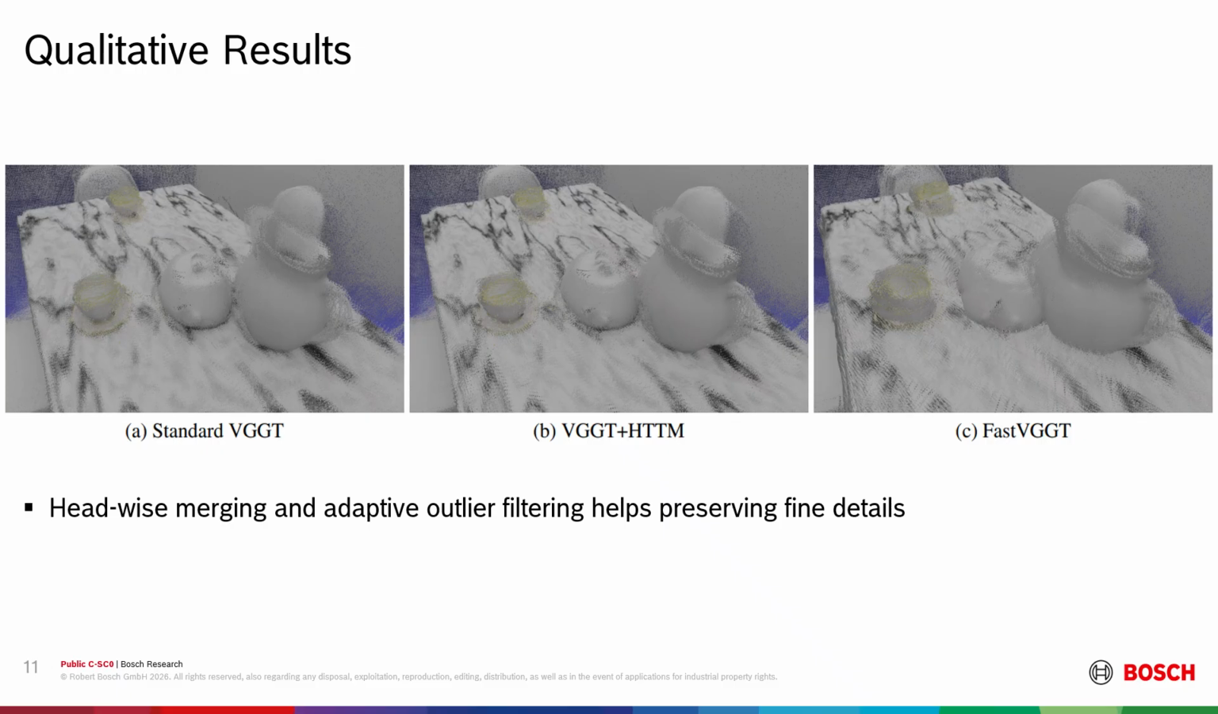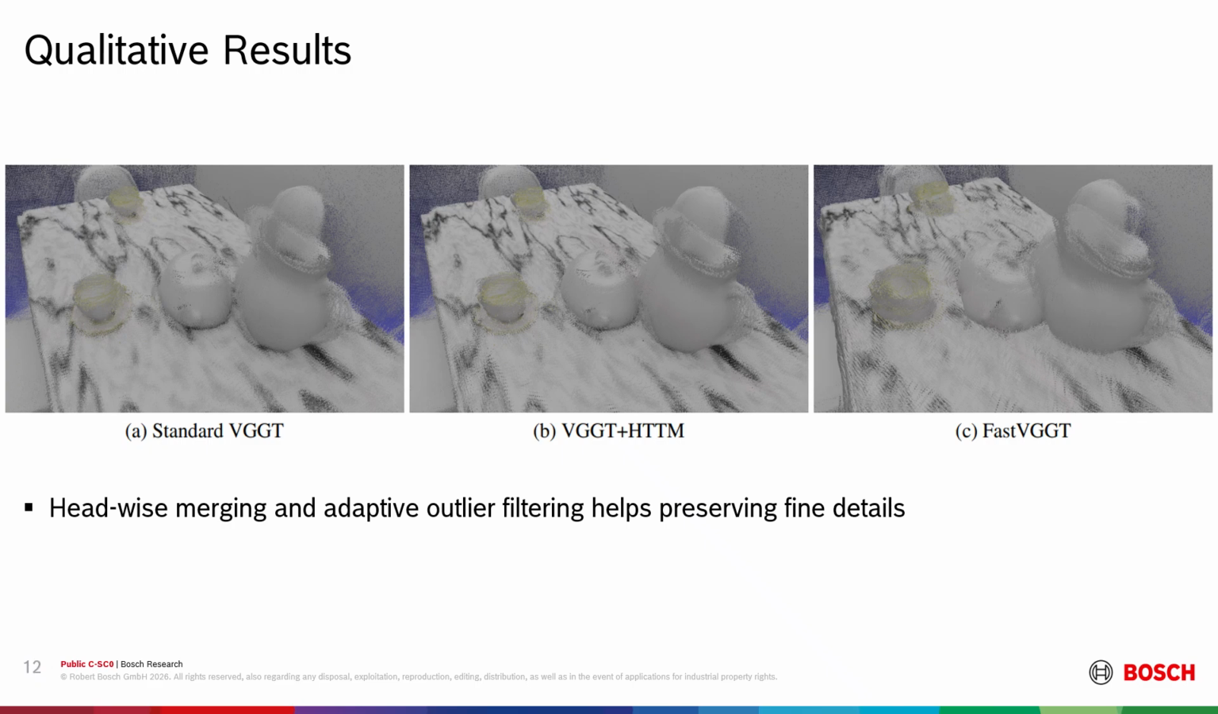Finally, let's take a look at the qualitative results. Compared with Fast VGGT, HTTM better preserves fine geometry and local details, as headwise merging avoids feature collapse and outlier filtering protects tokens that should not be merged.